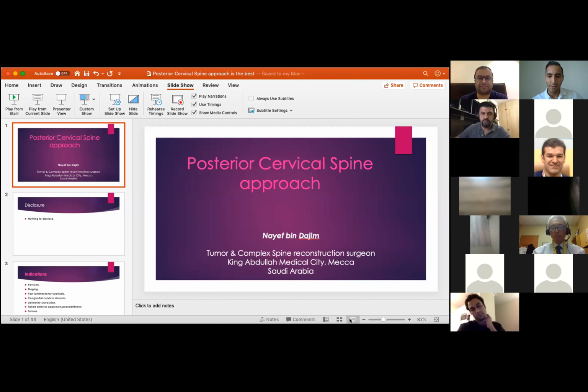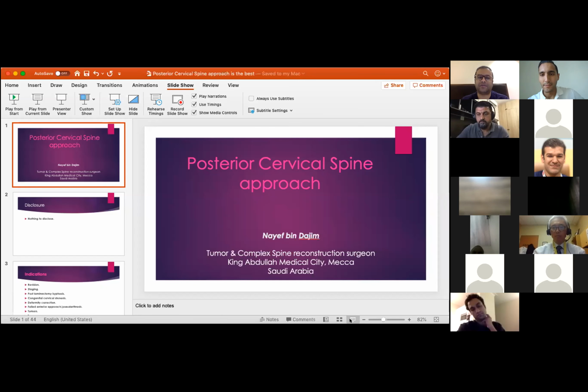So I can't say that the posterior cervical spine is the best because it has its own indications, but actually it's really a good option in some cases. I have nothing to disclose. Looking into the literature, it's really hard to find certain indications specifically to go with the posterior. It's always at the discretion of the surgeon whether to go anterior or posterior. However, there are some papers, I summarize them here.